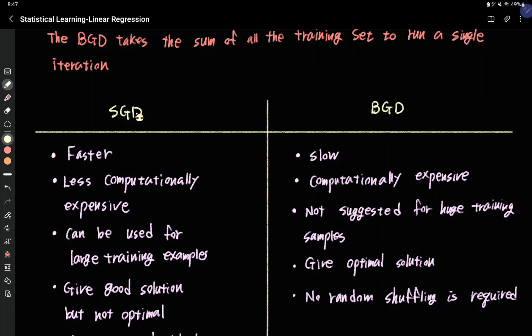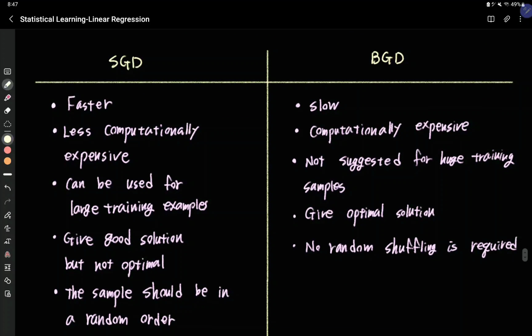SGD can be used for large training sets, while BGD is not suggested for large training sets. Makes sense. And SGD gives a good solution but not optimal. It means that SGD is unstable because theta j is updated using only one single training example. So SGD is fast, right? But SGD is kind of unstable in finding the optimal, I mean, the global minimum.